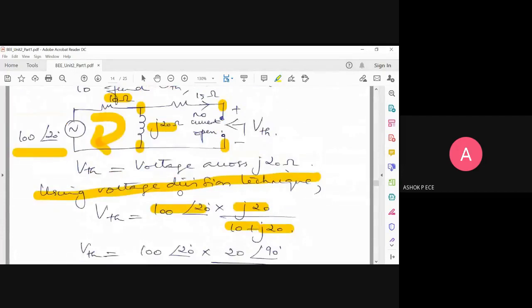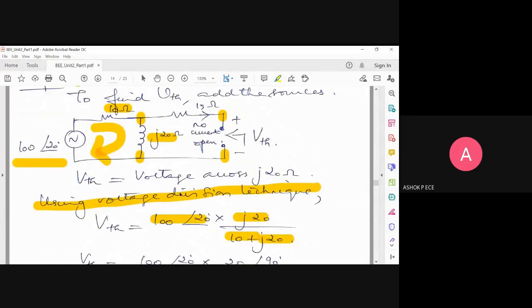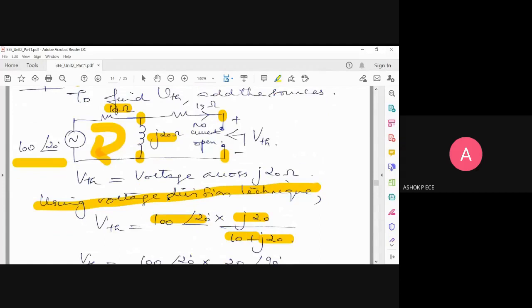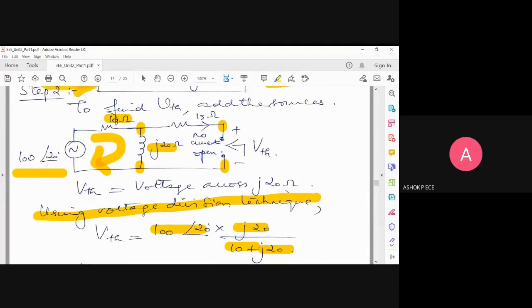Is it clear to everyone how I am writing this? Same thing. Only thing is, in AC you will get all those j's, nothing else. The basic concept of the voltage division technique remains the same, so you need not get confused regarding that. Is the voltage division technique clear? Anybody having doubt in finding VTH using the voltage division technique?